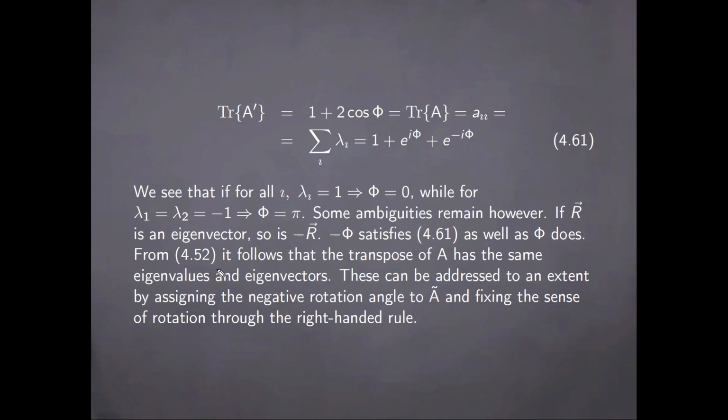From 452, it follows that the transpose of A has the same eigenvalues and eigenvectors. These ambiguities can be addressed to an extent by assigning the negative rotation angle to the transpose of A and fixing the sense of rotation through the right-handed rule.